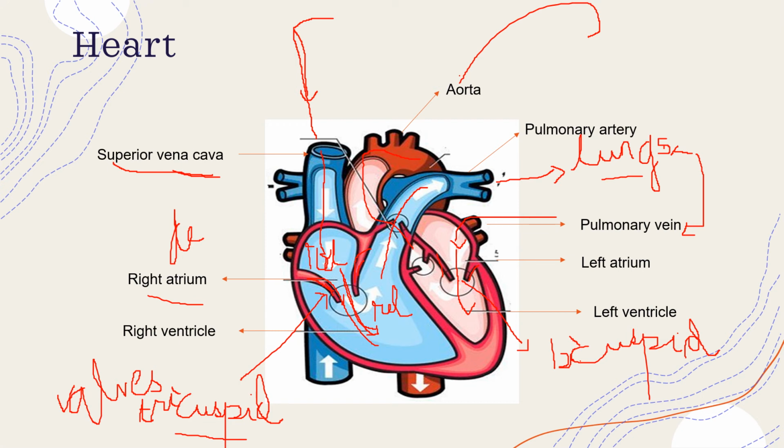From the left ventricle, it carries the blood through the aorta to all parts of the body. Aorta is considered, children, as the largest artery which carries the pure blood.